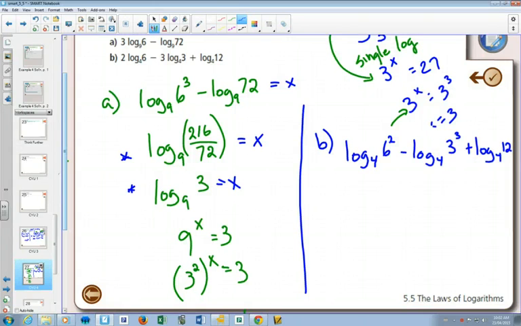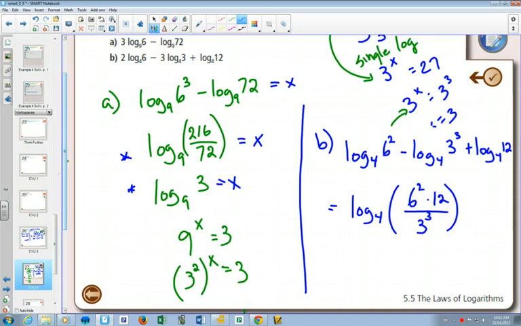And then we can use our shortcut that we've learned about combining, adding, and subtracting. Whatever is added will be multiplied, and whatever is subtracted will be divided. So if I look through this, can you see that only the log 4 of 3 cubed is subtracted? So that's going to be why the 3 cubed is the only thing on the bottom. And the 6 squared and the 12 are multiplied on top.